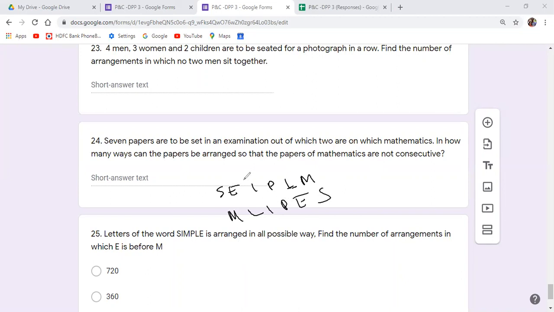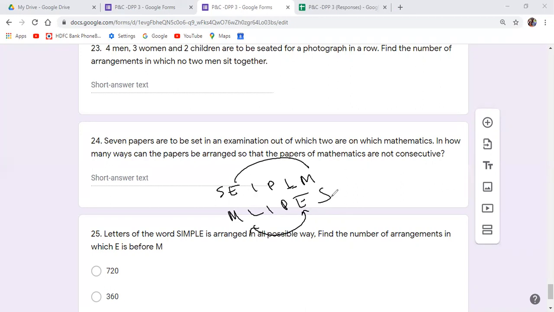There are only 2 possibilities in the whole system. Either E can be before M or M can be before E. No other way it can be arranged. You cannot have E and M in the same position. Is it possible? No, sir. So how many cases will E be before M? Half of the cases, 50% of cases, and in 50% of cases M will be before E.